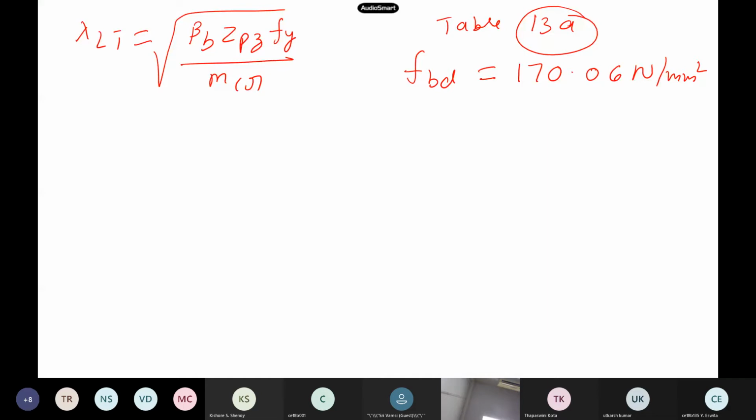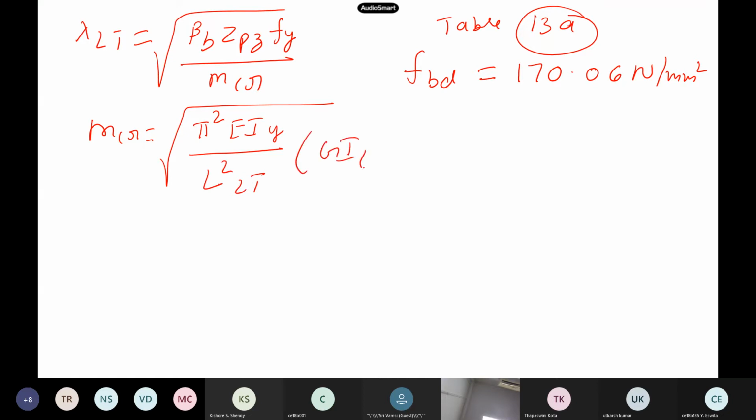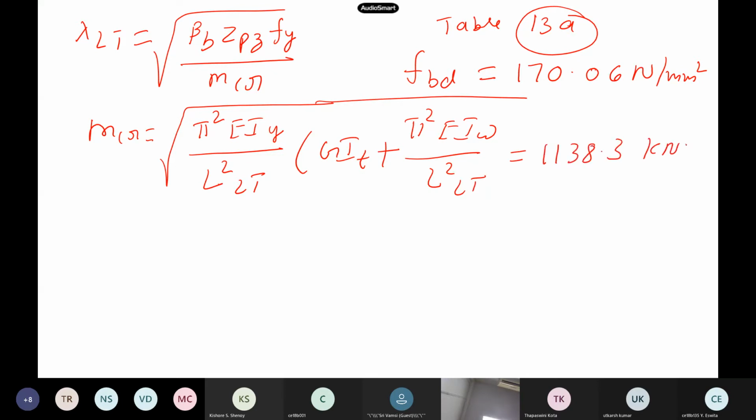So in Duggal's book, instead of calculating from the table, he has given the formula. So that also, if you want, you can calculate MCR, but you have to be very careful about what units and all those things. It is straightforward only. L square LT, GI, this is the torsional restraint plus pi square EIW by L square LT. All those things he has given. So if you substitute all those things, the critical bending moment turns out to be 1138.3 kilonewton meter actual.